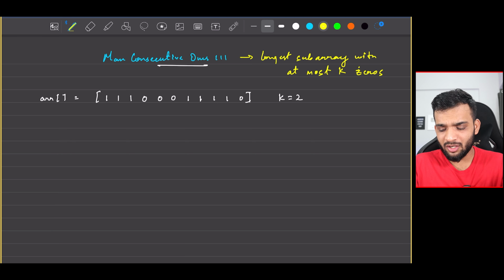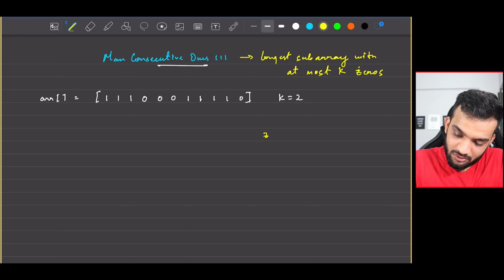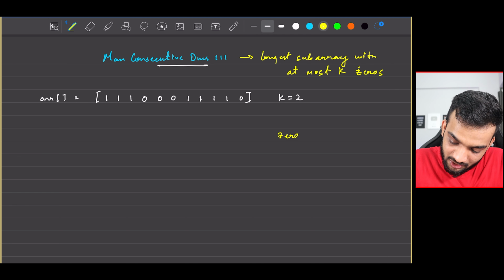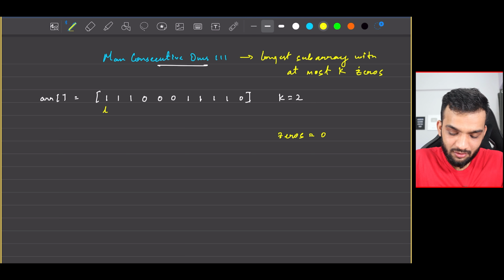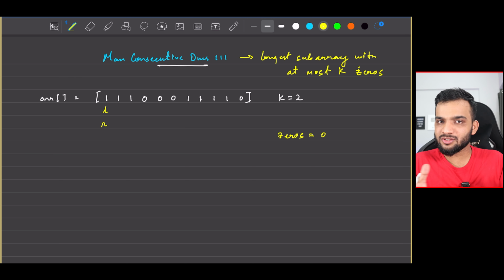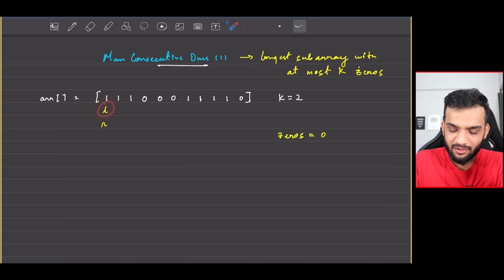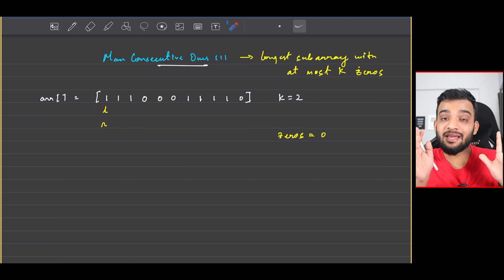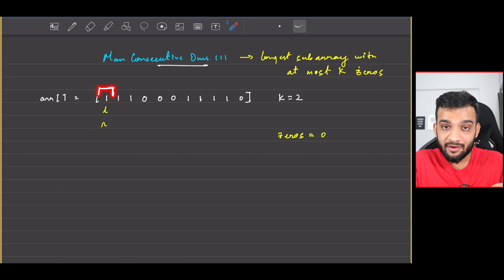Okay, how does sliding window work? Very simple. We are looking for zeros. So let's assign something like zeros, which keeps track. Initially keep it as zero. Left pointer, right pointer. Correct? That is how sliding window starts. So we have two pointers, one is the left, one is the right. So what am I saying as of now? This portion is the subarray that I'm considering. Correct? How many zeros does it have?